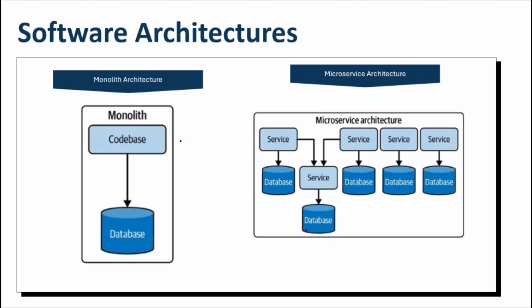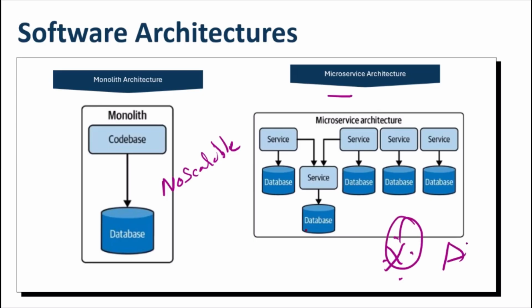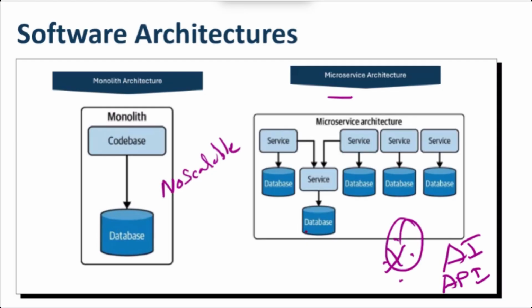Traditionally, applications were built using monolithic architecture with a single database and a single code base. However, this approach has limitations in terms of scalability and concurrency. The modern solution is a microservice architecture. In this architecture, the application is broken down into smaller independent services, each with its own database. These services communicate with each other through APIs. This allows you to scale each service independently, making the system more resilient and easier to update.